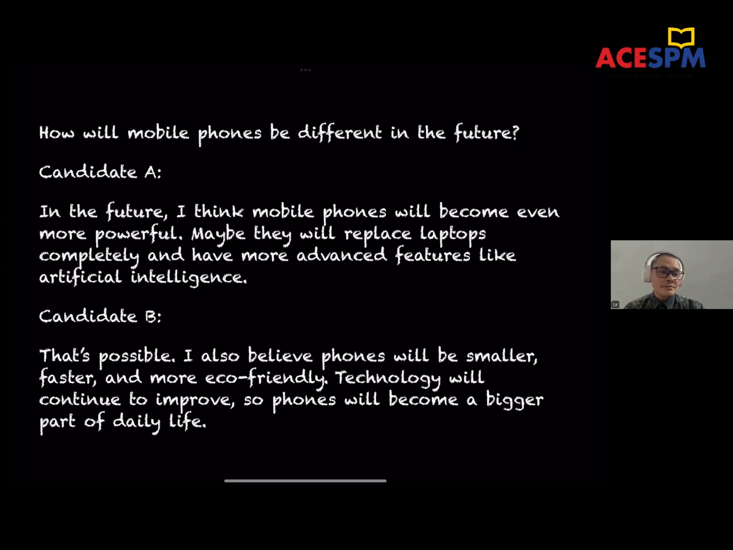Question 2. How will mobile phones be different in the future? I'm going to tell you both answers. In the future, I think mobile phones will become even more powerful. Maybe they will replace laptops completely and have more advanced features, artificial intelligence. In fact, it's already happening now. That's possible. I also believe phones will be smaller, faster, and more eco-friendly. Technology will continue to improve, so phones will become a bigger part of daily life.